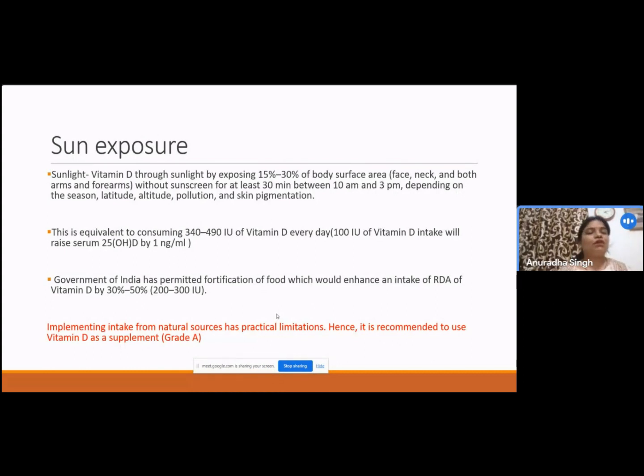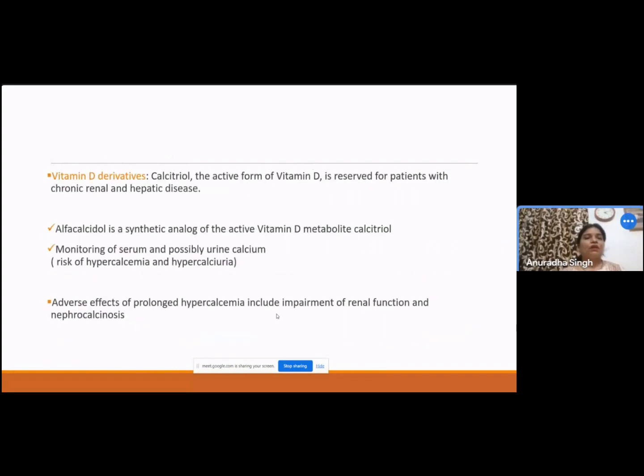But the intake of vitamin D from natural resources has practical limitations. So we need to supplement our women. Another vitamin D derivative for the patients who have chronic renal and hepatic disease is calcidiol, a synthetic analog of the active vitamin D metabolite calcitriol. But if we are putting the patients on these vitamin D derivatives, we need to monitor the serum and urinary calcium, because there is a risk of hypercalcemia and hypercalciuria, and an adverse effect of prolonged hypercalcemia, which may lead to further impairment of the renal function and nephrocalcinosis. So, a word of caution here.